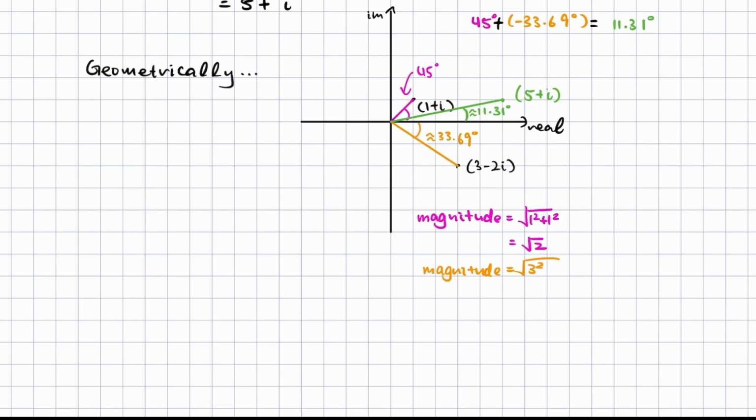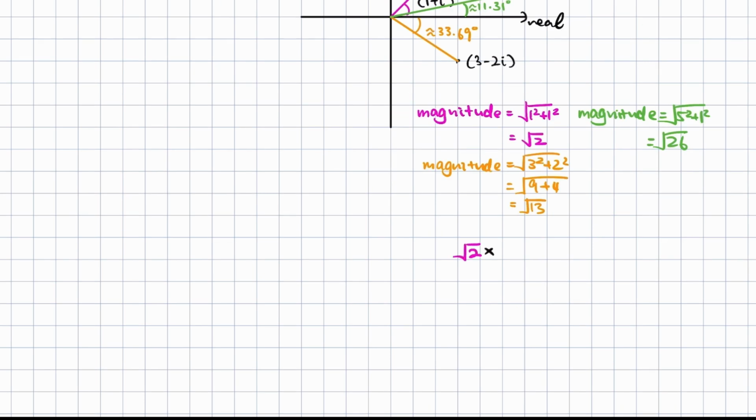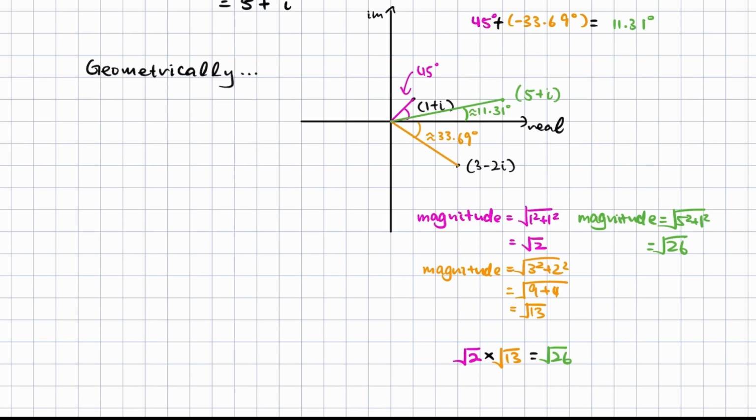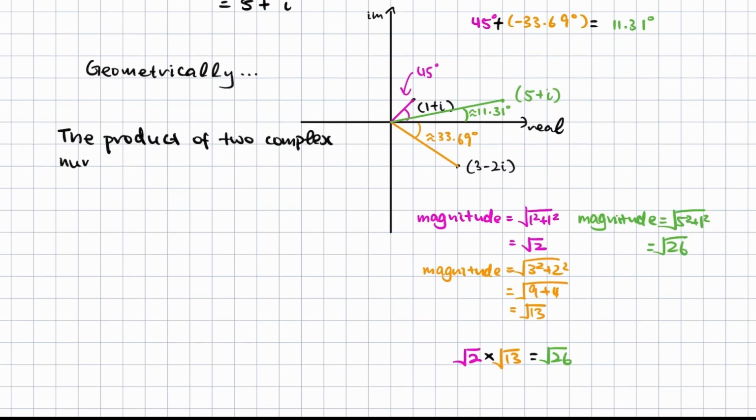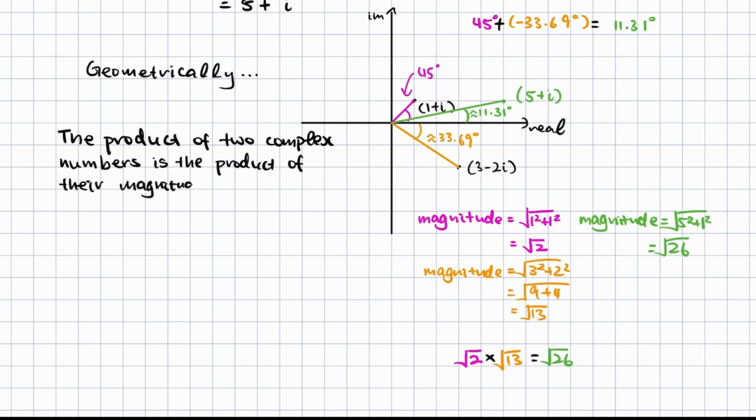Now let's look at the magnitude. You can find the magnitude of a complex number by using the Pythagorean theorem. And as you can see here, if you multiply the two magnitudes, you get the magnitude of their product. So, geometrically, the product of two complex numbers is the product of their magnitudes and the sum of their angles.